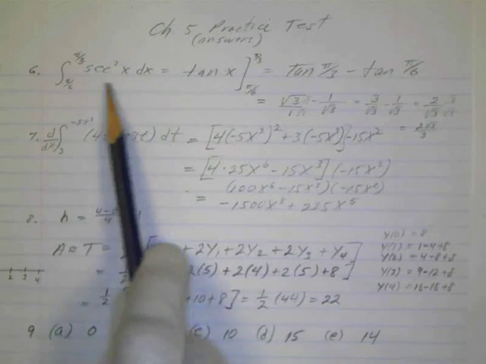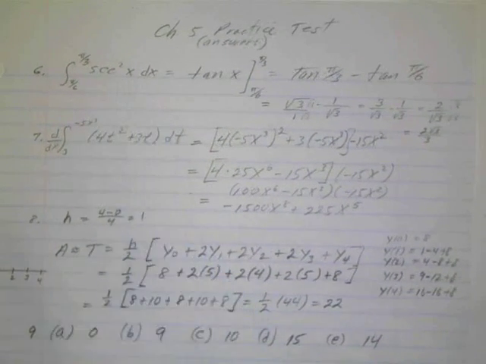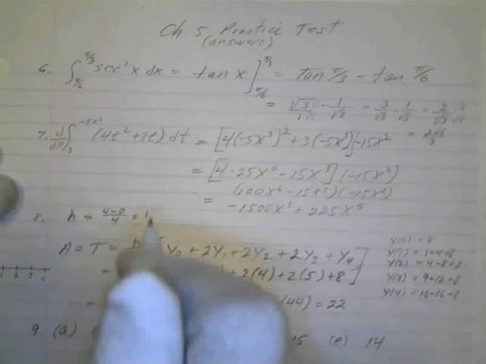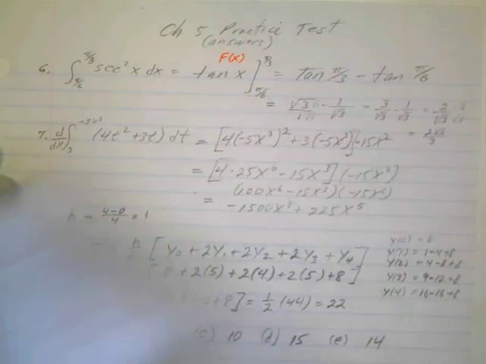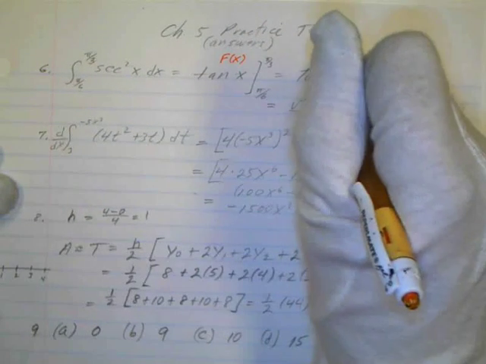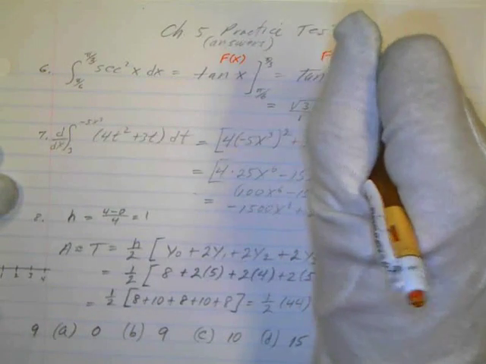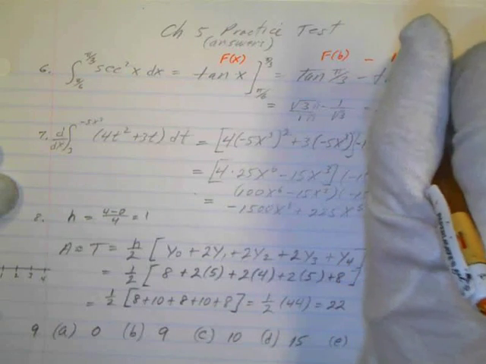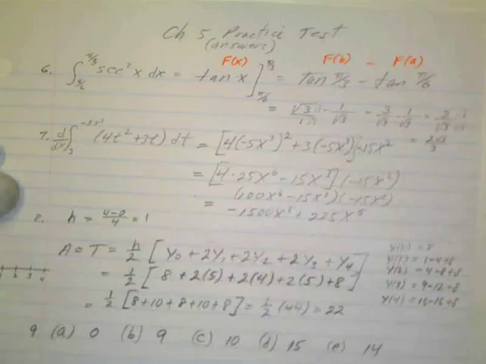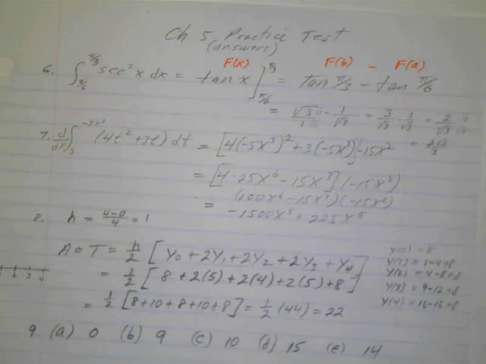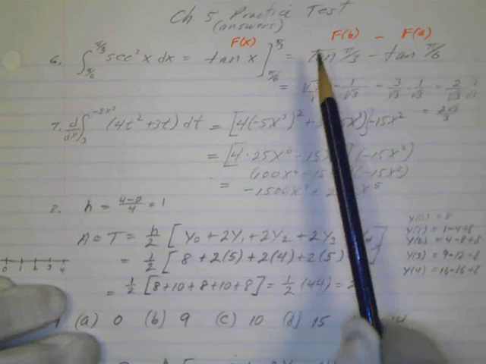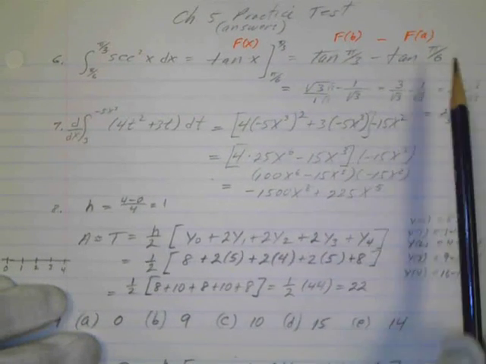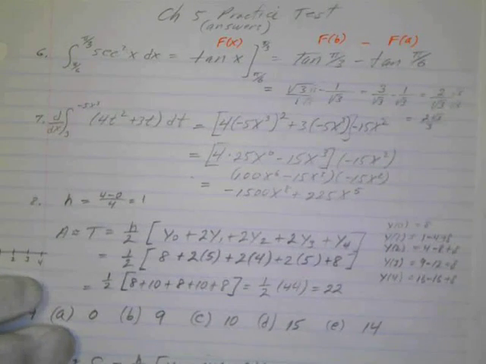Now, what's the antiderivative of secant squared? The antiderivative of secant squared is tangent. That's going to be my capital F of x, my antiderivative. Then we take F of b minus F of a, from the fundamental theorem of calculus. My a will be here and my b will be here. So that's going to be the tangent of pi over 3 minus the tangent of pi over 6. That's all you have to do. So you have to know your unit circle.